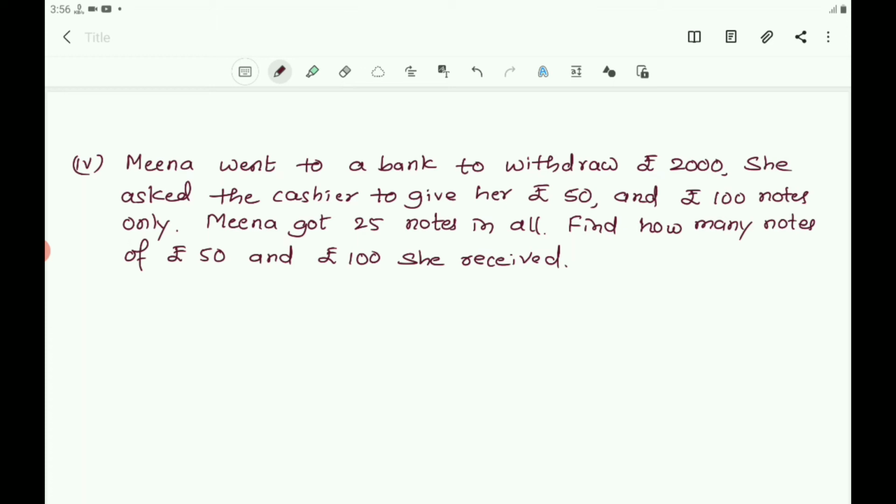So here let us take, suppose Meena received X notes of rupees 50 and Y notes of rupees 100. So let us have the solution. Number of rupees 50 notes is equal to X and number of rupees 100 notes is equal to Y here.